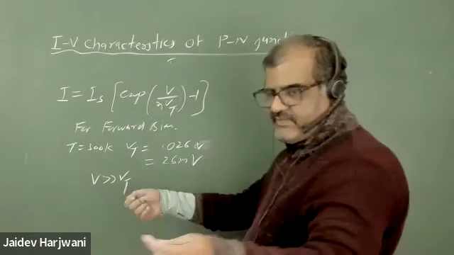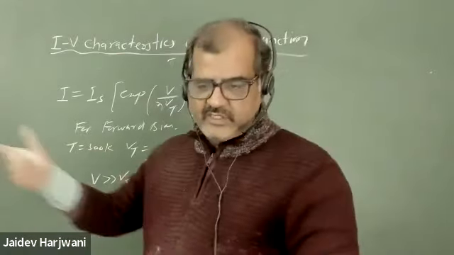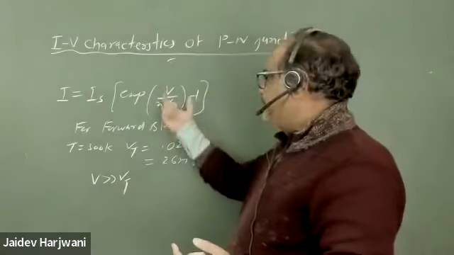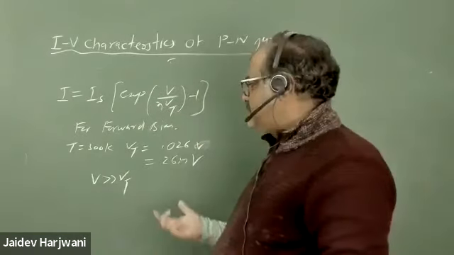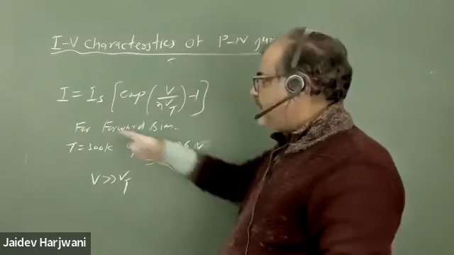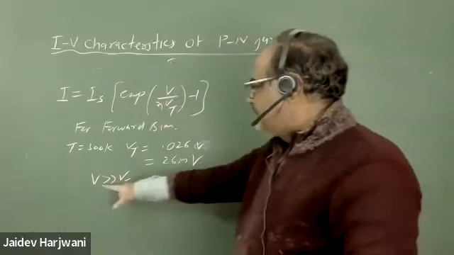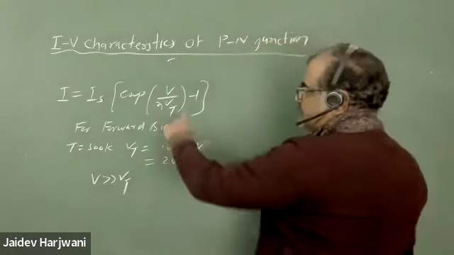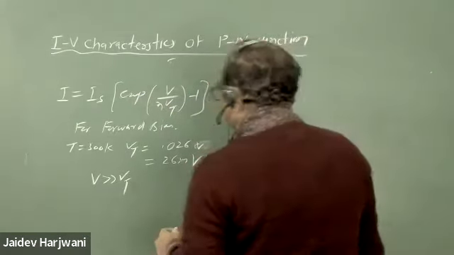Whenever we measure IV characteristics in our laboratory, we apply voltages of 1 volt, 2 volt, 3 volt, because this is the minimum voltage we require. The cutoff voltage itself is 0.7 volt for silicon, so you have to apply more than 0.7 volt to get any current in forward bias. So in forward bias this value becomes greater than VT, which means in this expression we can neglect the 1. So, forward bias.